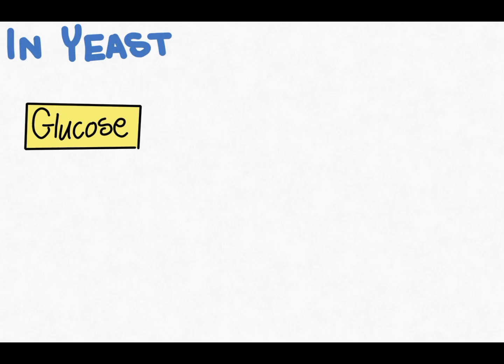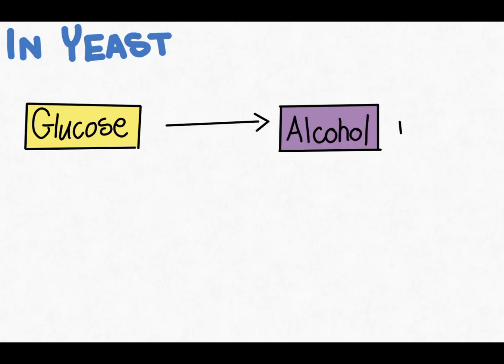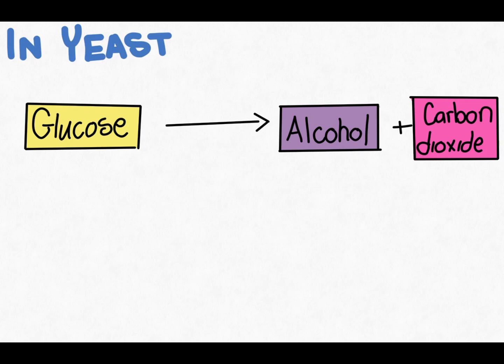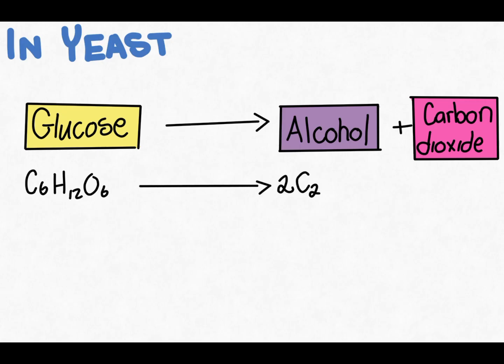Then we have anaerobic respiration in yeast. Now this is when glucose is converted to alcohol and carbon dioxide. Now we can also write the chemical balance equation for this. We know glucose has 6 carbons, 12 hydrogens and 6 oxygens, and this produces 2 molecules of alcohol, which contains 2 carbons, 5 hydrogens and a hydroxyl group. And then it also produces 2 carbon dioxide molecules that we know is 1 carbon and 2 oxygen.